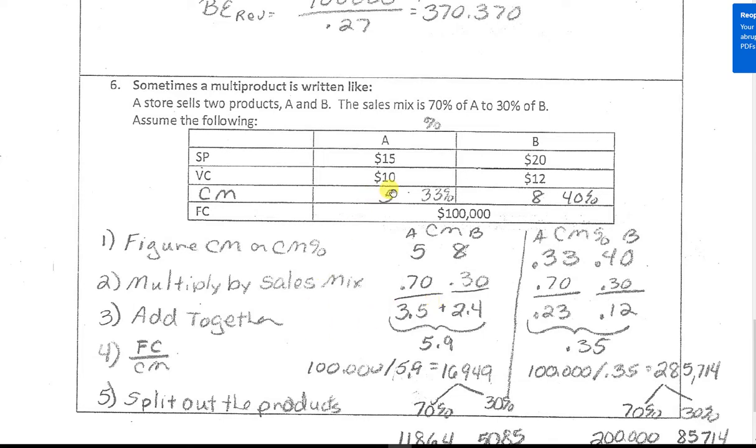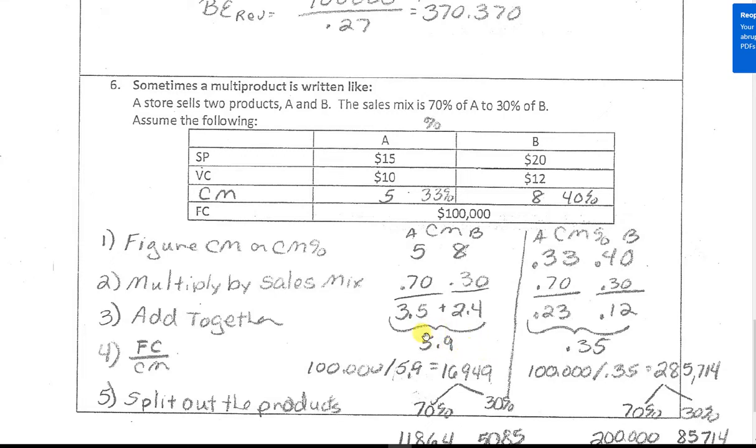Okay, so then I have multiply by sales mix. So 5 times 70% is 3.5. 8 times 30% is 2.4. Same thing over here. I get 0.23 and 0.12. Next step is add them together. So I'm going to add together these two, and I get 5.9 or 0.35.